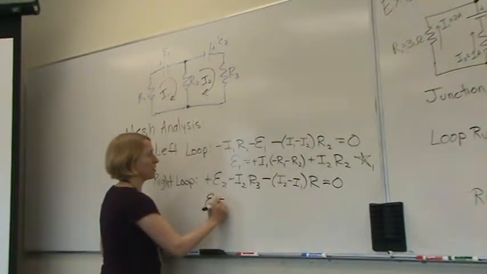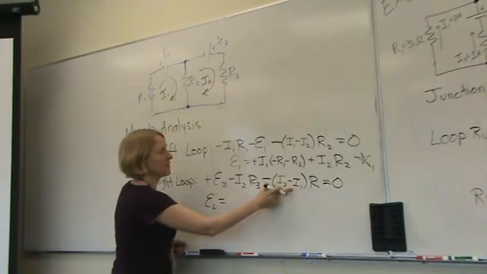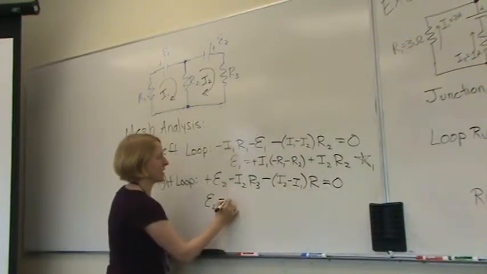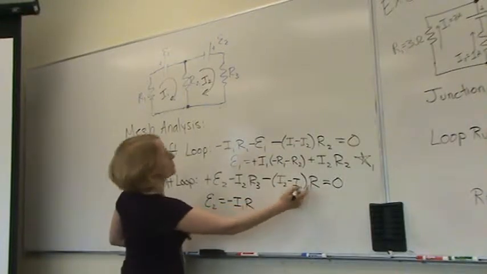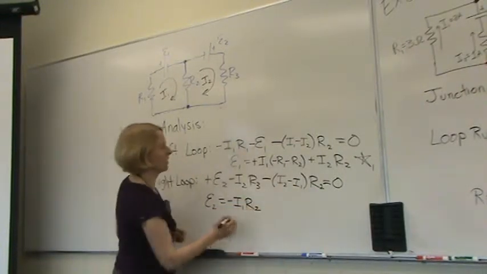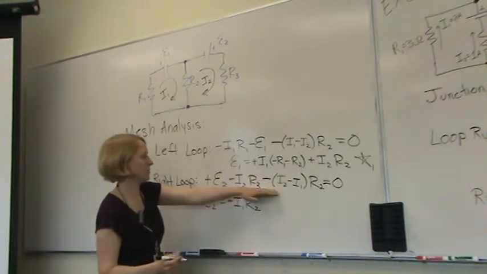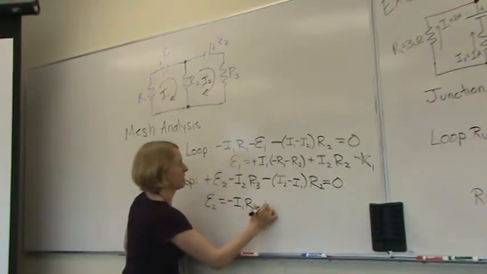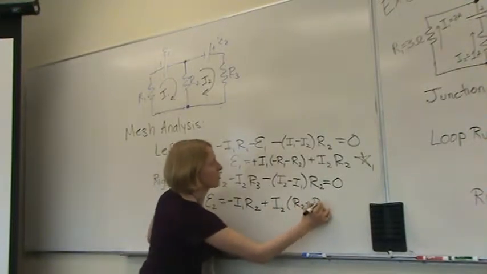So I have E2 equals, and now I1 is positive on this side, but when I move it to the other side, it would be negative. Oops, this is R2. And then the I2s are negative here, so they'd be positive over there. I2, R2 plus R3.